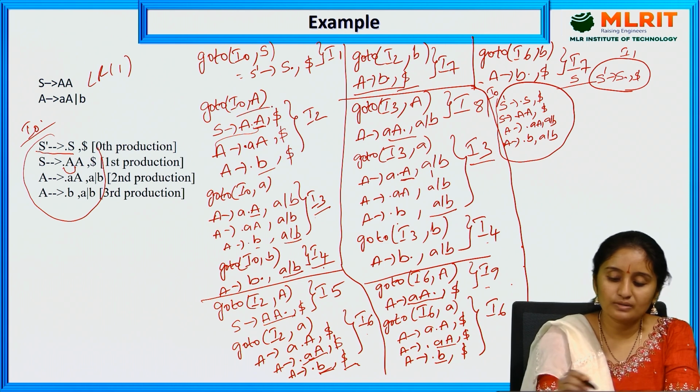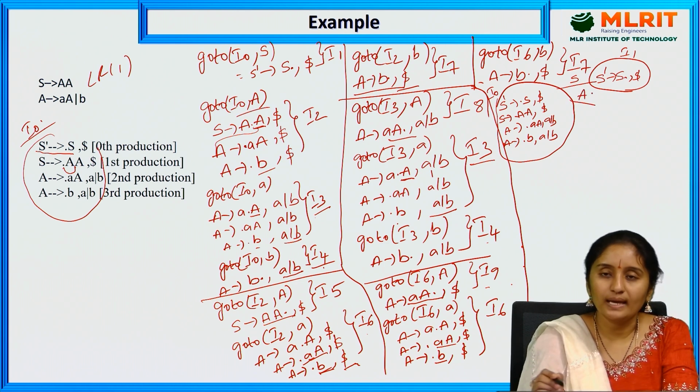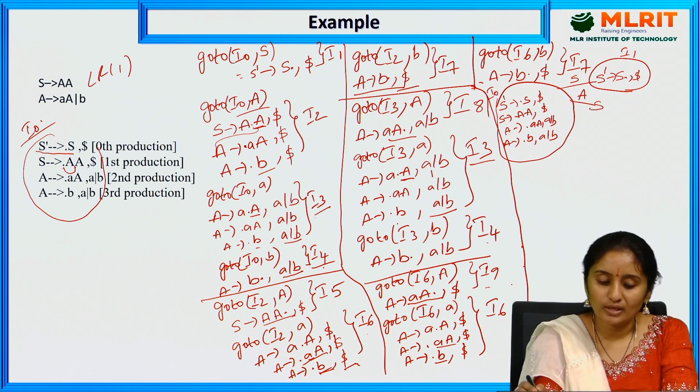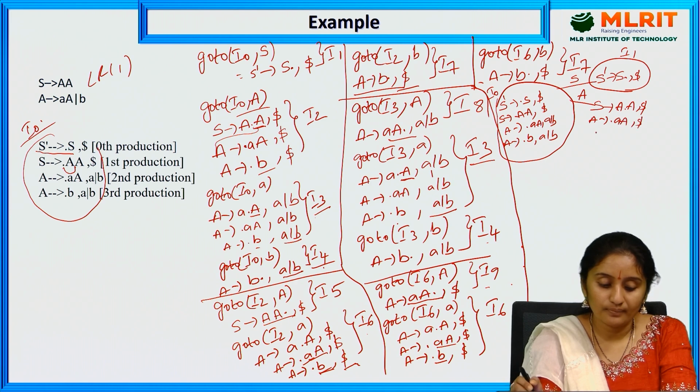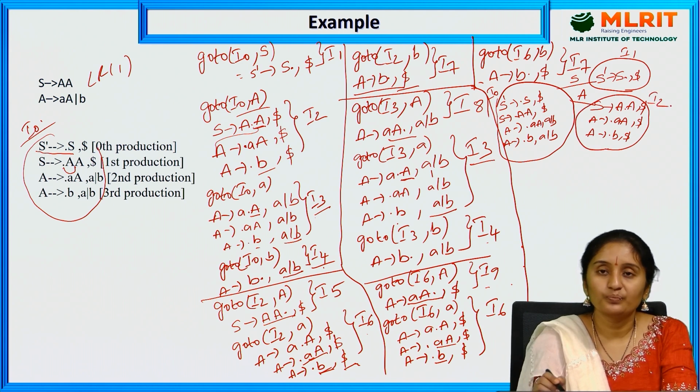I naught on capital A, where is it going? S tends to A dot A comma dollar, A tends to dot A comma dollar, A tends to dot B comma dollar. This is I2.